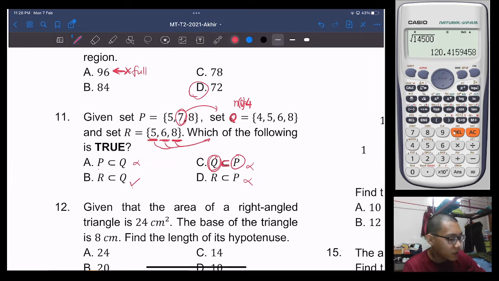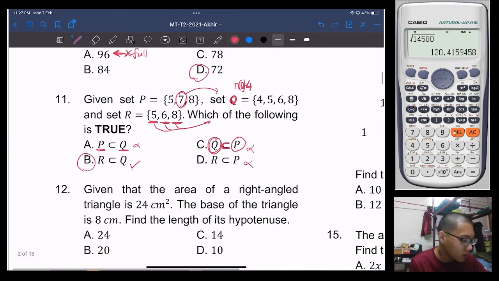For a subset, the left-hand side must be smaller than the right-hand side, just like inequalities. But here we present it with subsets because it's about sets. The left-hand side is smaller than the right-hand side, so the answer is B. The size of R is smaller than Q, and all elements 5, 6, 8 are included in set Q. So the answer is B.